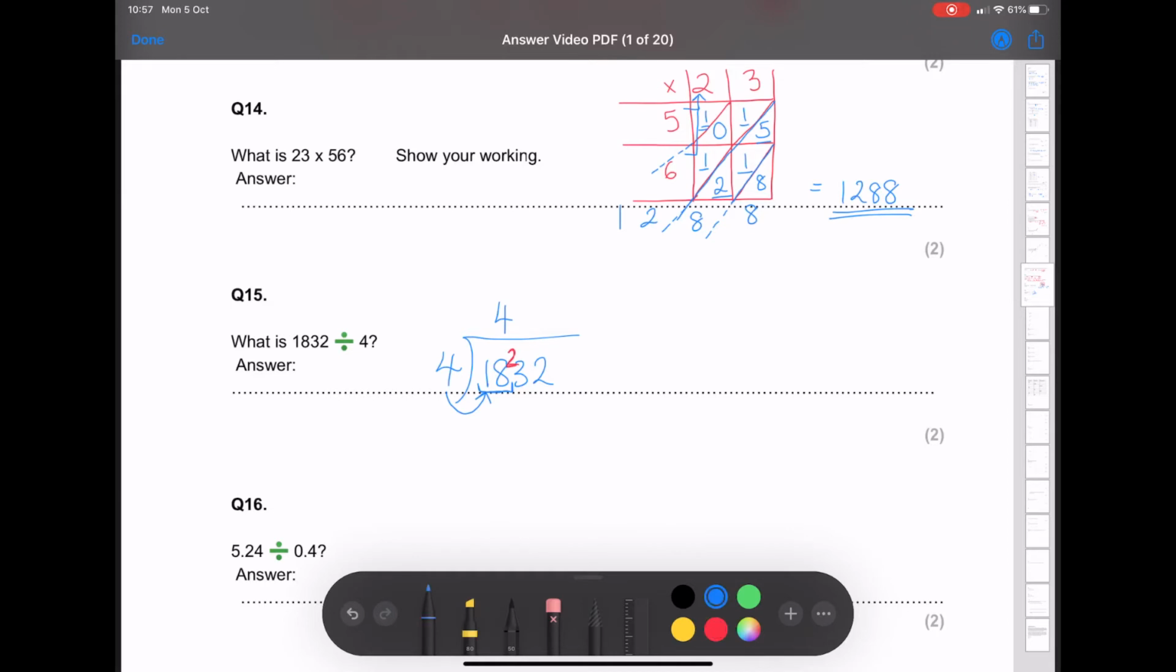to make 23. How many 4s into 23? Well, 4 times 5 is 20, which means there's a 3 left over. So I'll put it there. And then how many 4s into 32 is 8. So your answer would be 458.